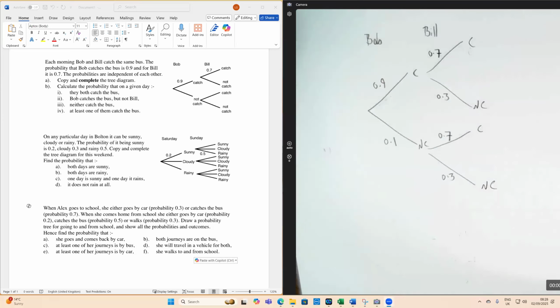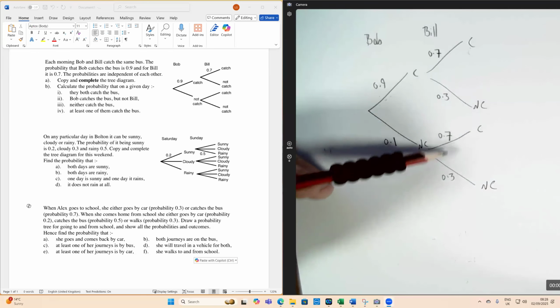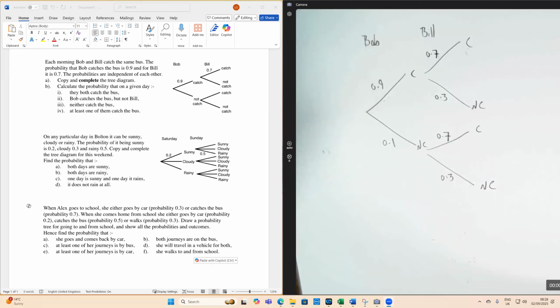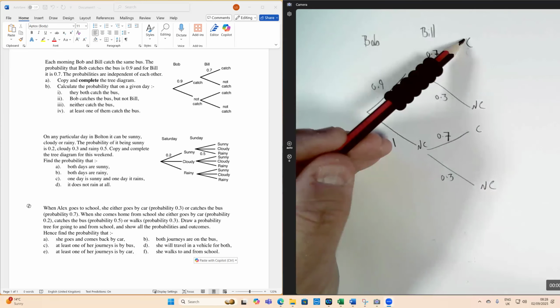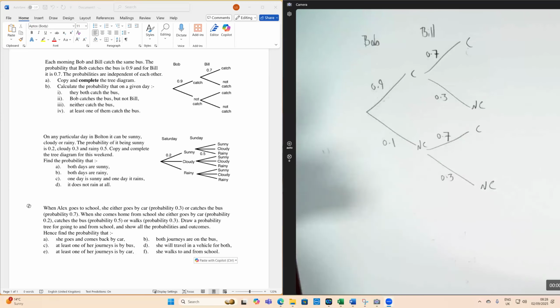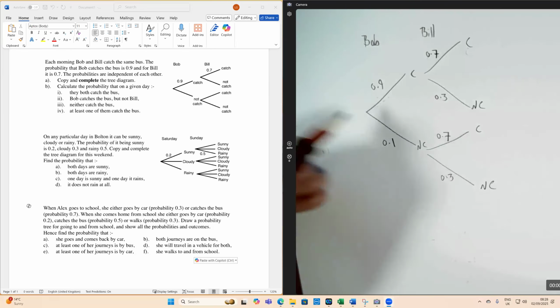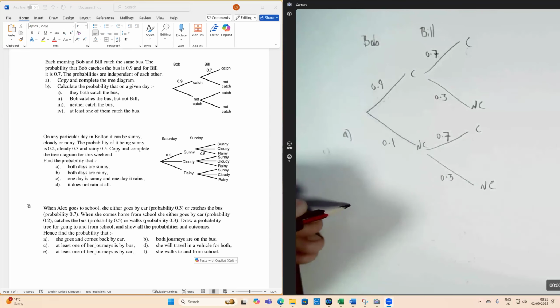Over here, we've got 0.7 for Bill catching the bus and 0.3 for missing the bus. And in independent events, we basically just repeat the branches. So whatever we have for this one, we repeat it down here. One thing that helped me when I was thinking about this topic is to imagine these as like different parallel universes, if you will. So in this world, both Bob and Bill catch the bus. But in this alternative world, Bob catches it, but Bill misses it, and so on. They're like different realities, or different timelines. So our tree diagram is complete for part A of that first question.